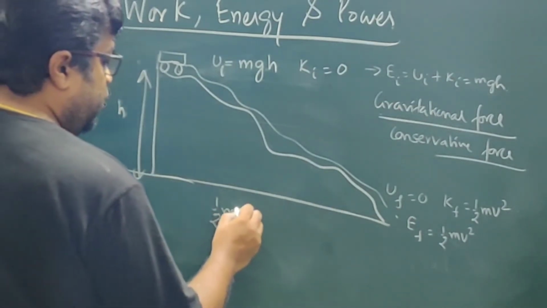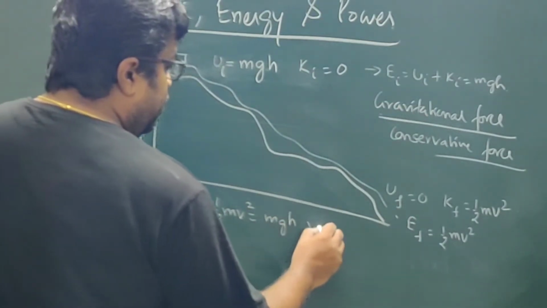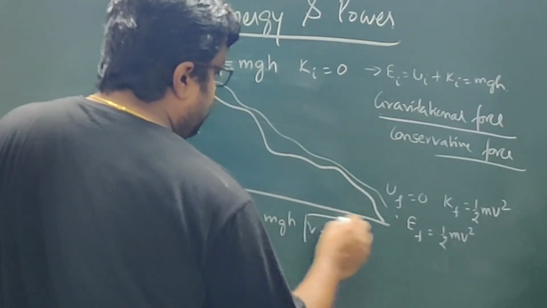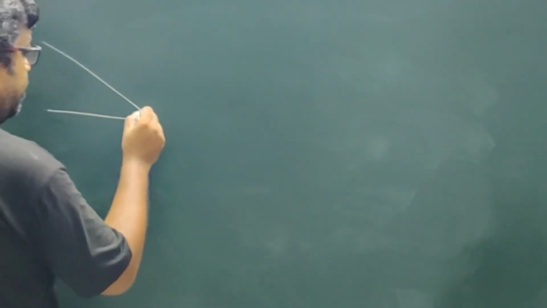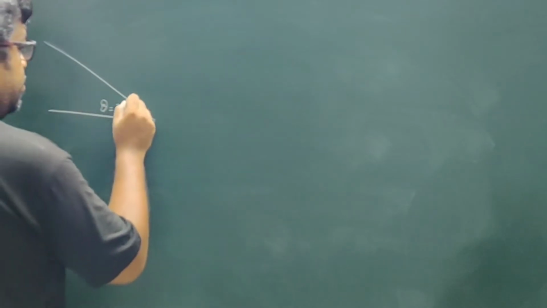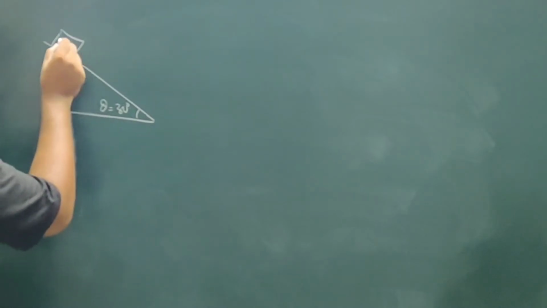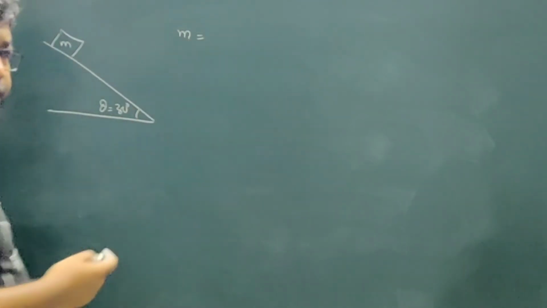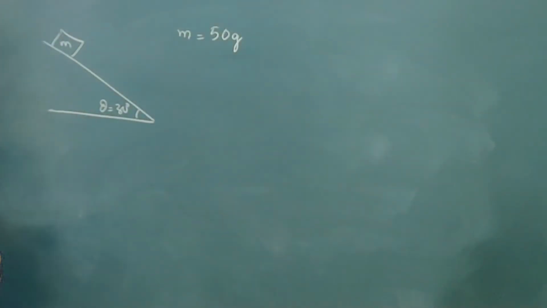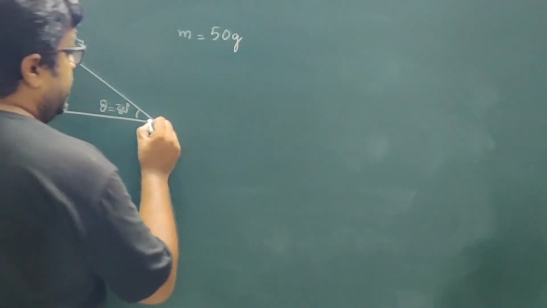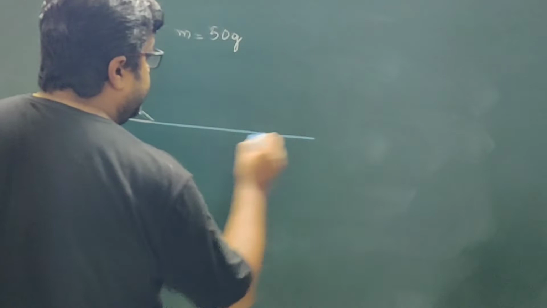So I have half mv square is equal to mgh, or v is equal to square root of 2gh. This will be the velocity at this particular location. Another interesting question: suppose this is an inclined plane of inclination theta equal to 30 degrees, and this is a block of mass m, where m is equal to 50 gram. It is at rest, and this is a horizontal plane.